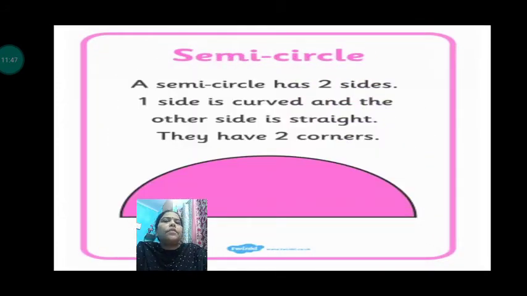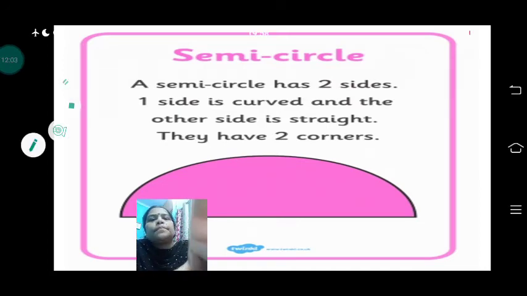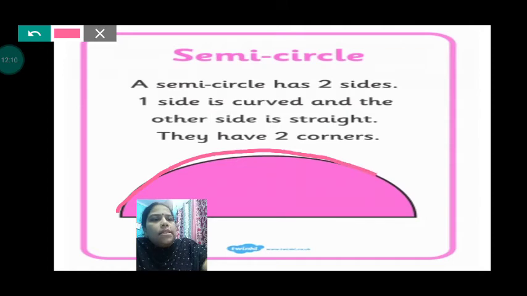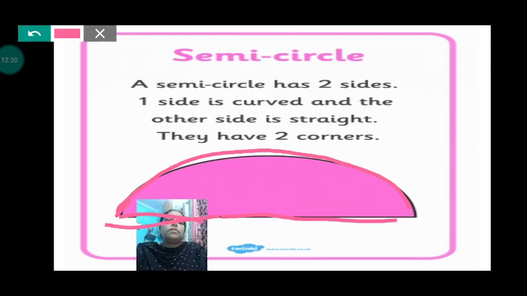Now semicircle, we will discuss about the semicircle. So semicircle is what? Semicircle is half of a circle, okay? If the circle is cut into 2 parts, the half part is called the semicircle. So a semicircle has 2 sides. One side is curved and the other side is straight.